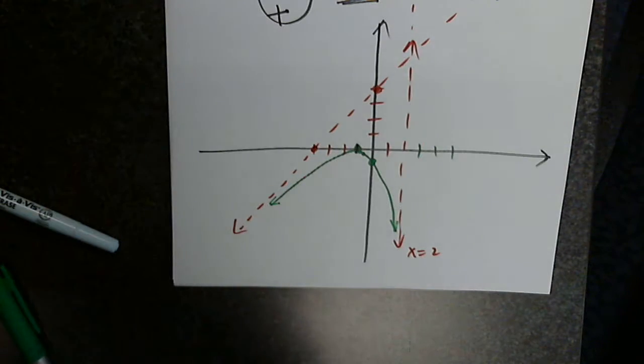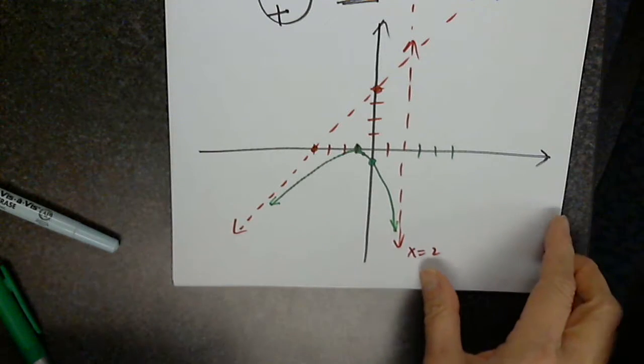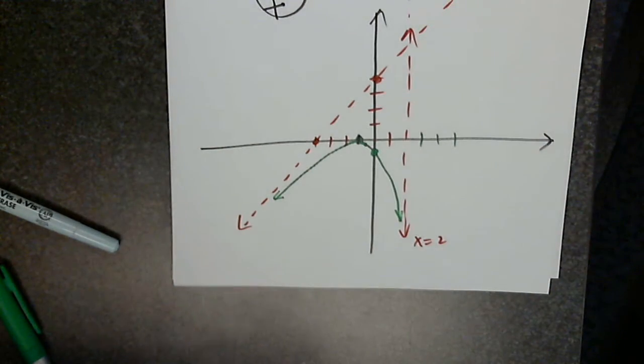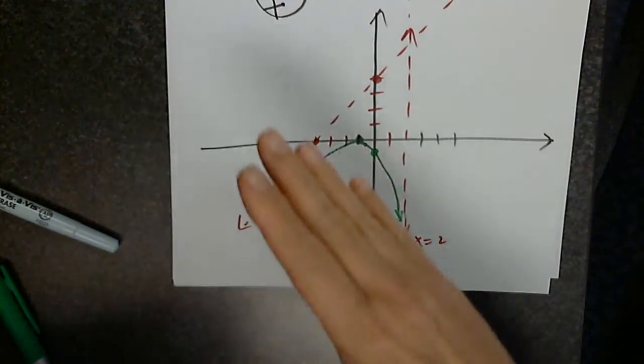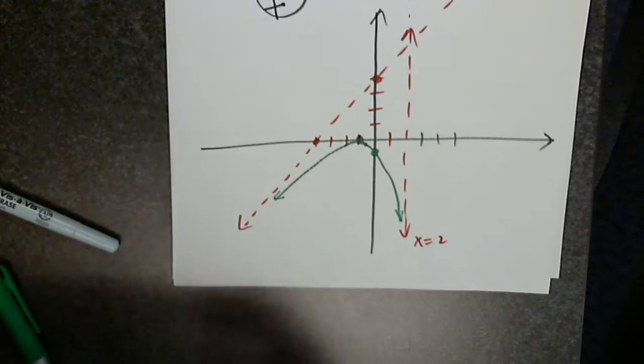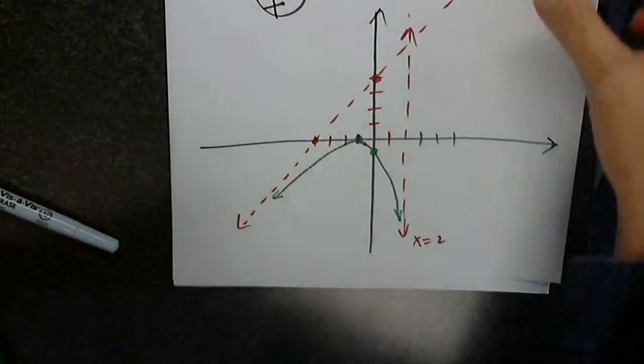If it were negative, would it be the other diagonal? Yes, if the slope of the line is negative, yeah, it will be like this. It's negative x plus 5. It will be like this. That's a function with a slant asymptote.